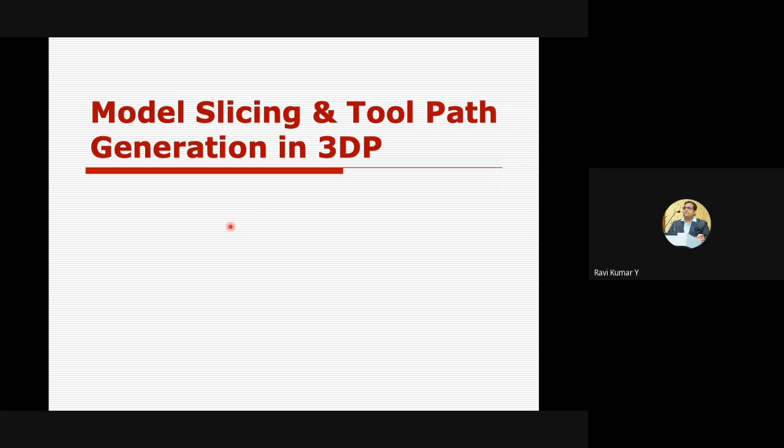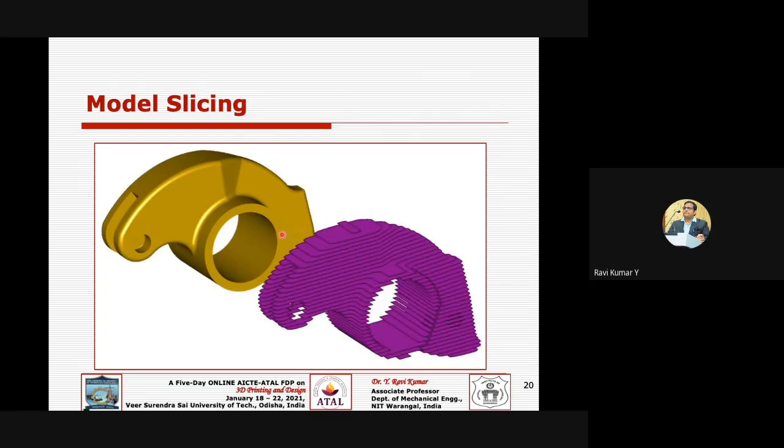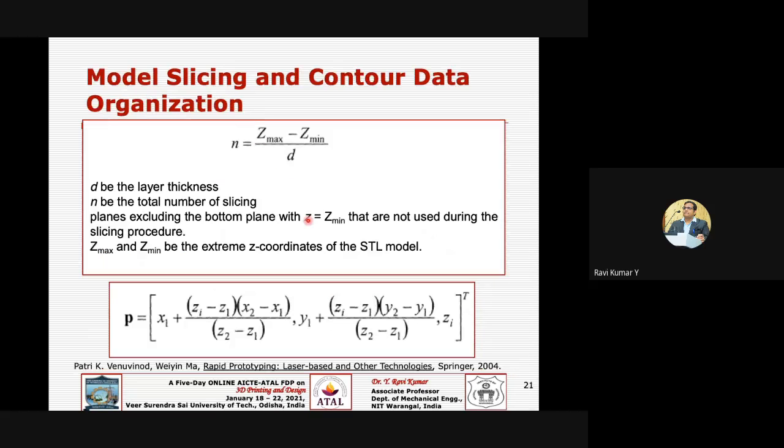Then how do you slice these models? In continuation with the previous discussion, that is, the last class discussion, we'll see how you slice and how you generate the tool paths for 3D printing. Of course, once you fix the orientation and generate the supports, we need to slice the model into layers.